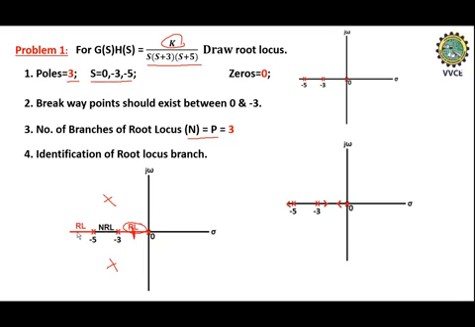Also here, find one random point to the right side of this. 3 poles are present here. So you can treat this as a root locus branch all the way till infinity.